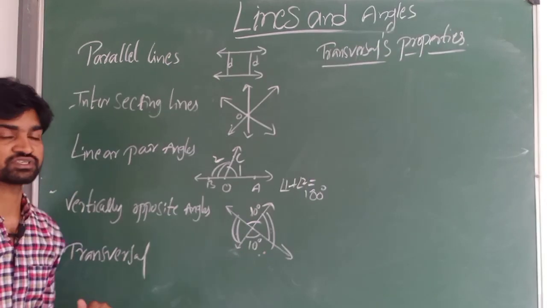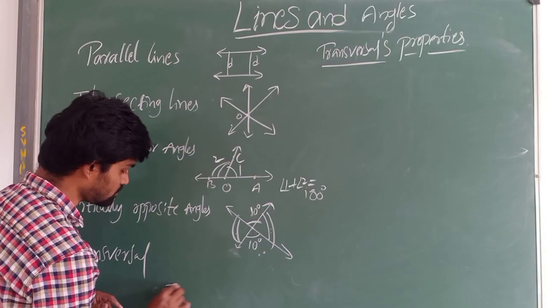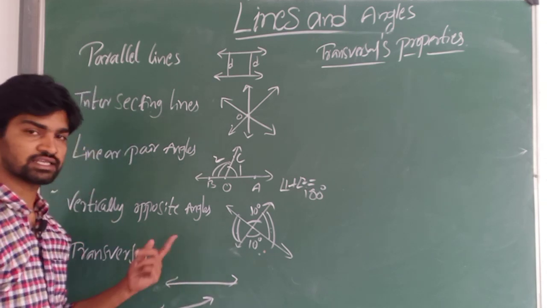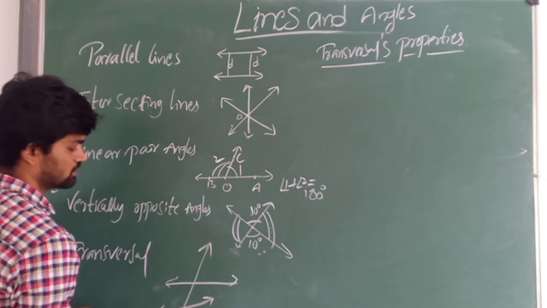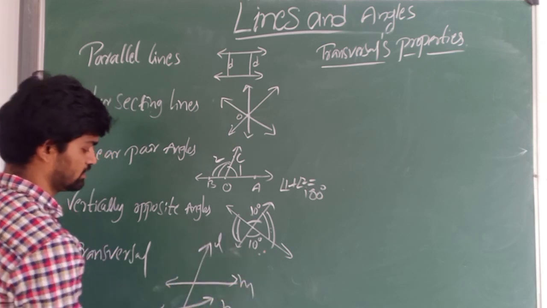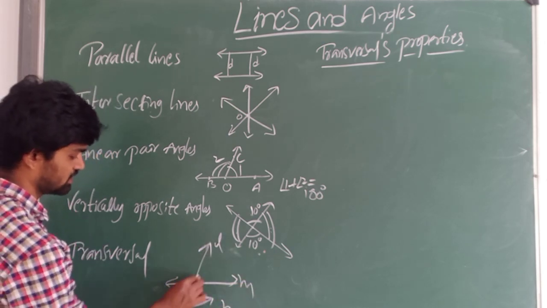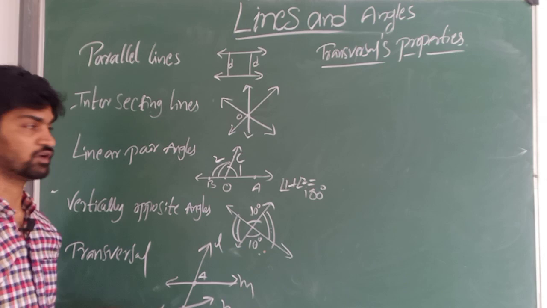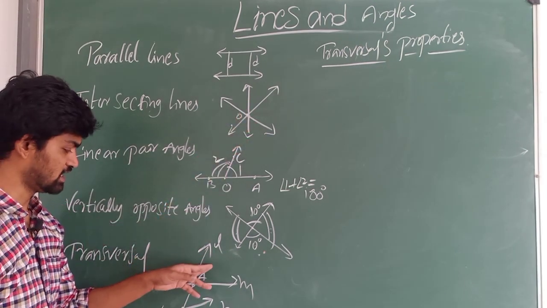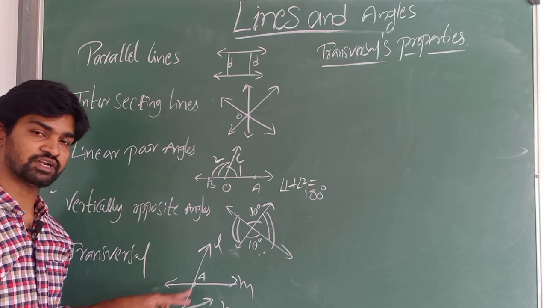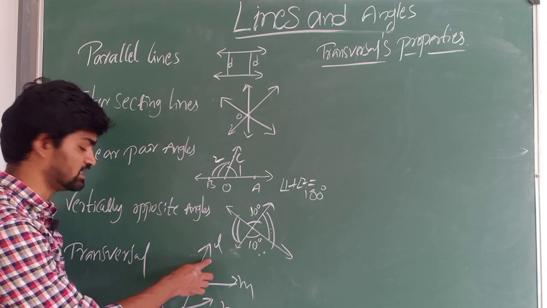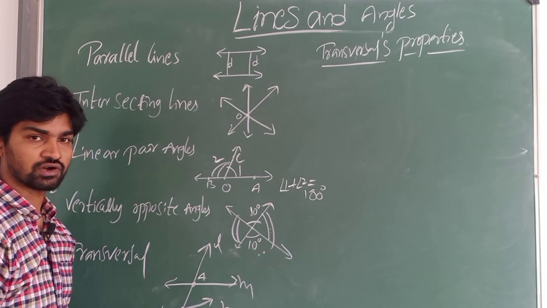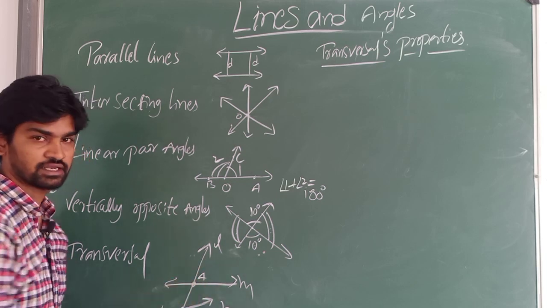Next, transversal. What is a transversal? If a line intersects two other lines at different points. These are lines L, M and N. See, this line is intersecting here and here. These are two different points, like this A and this B. Here they met at only one point. Here this line is intersecting these two lines at different places. Then this line L is called the transversal of lines M and N.